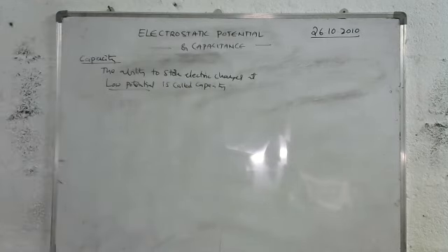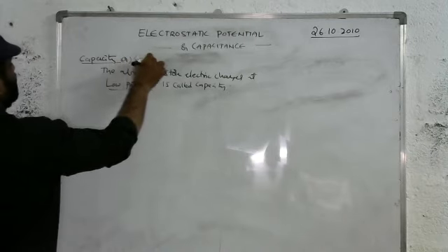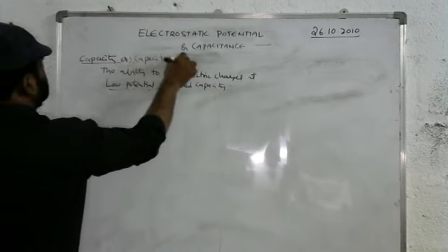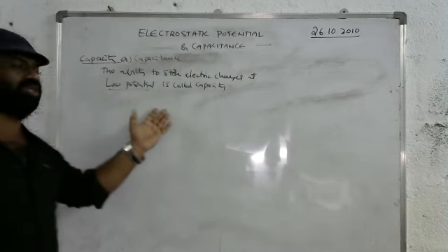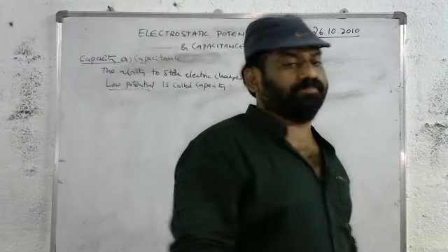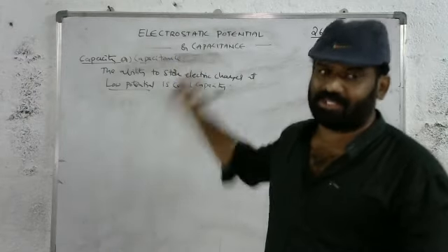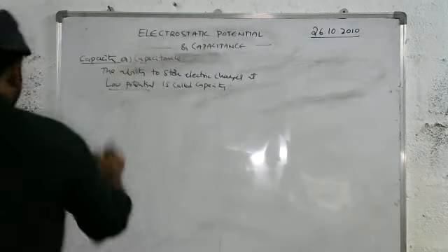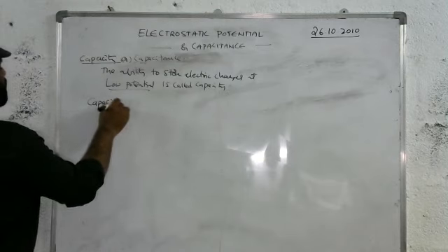Capacity, or capacitance. Capacitance means the ability to store electric charges at low potential. That is called the capacity. The ability to store charges at low potential is called capacitance. What is a capacitor? Capacitor is a device.